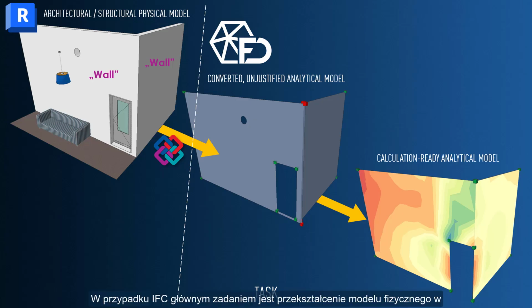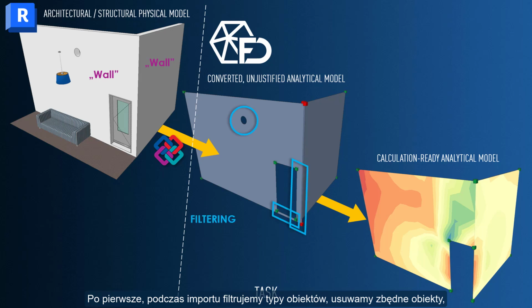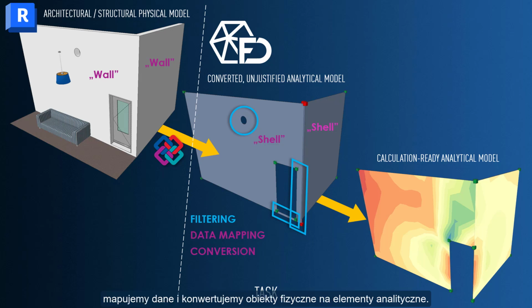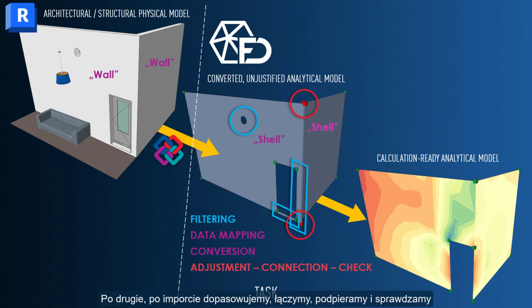With IFC, the main task is to convert the physical model into an analytical model inside FEM-Design. This workflow has two main parts. First, during import, we filter object types, remove unnecessary objects, map data, and convert physical objects into analytical elements. Second, after import, we adjust, connect, support, and check the analytical model to ensure continuous load transfer.